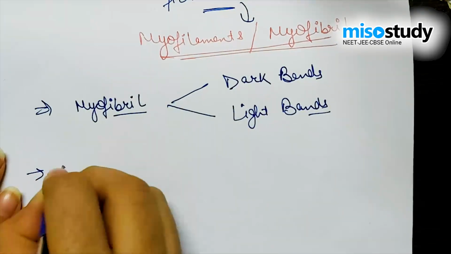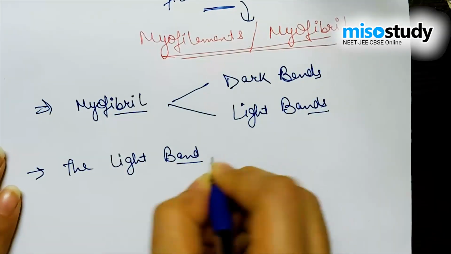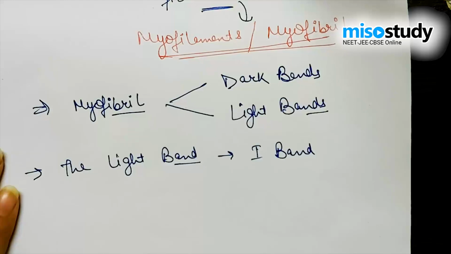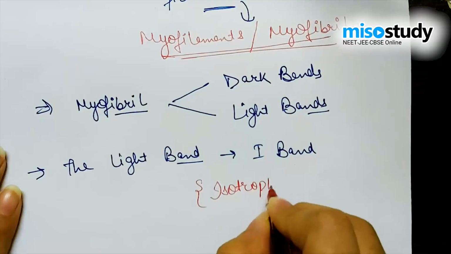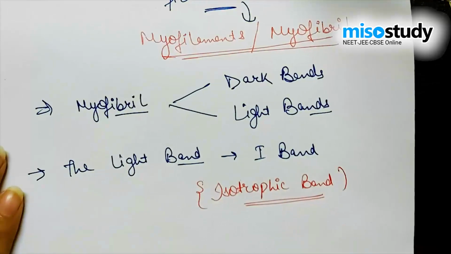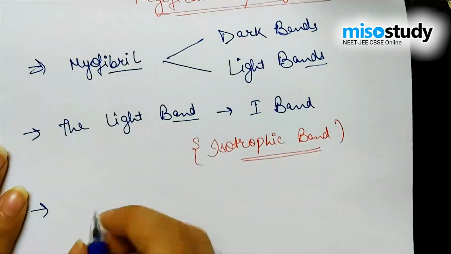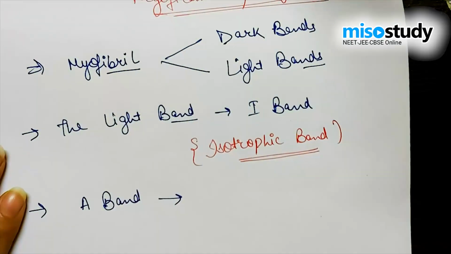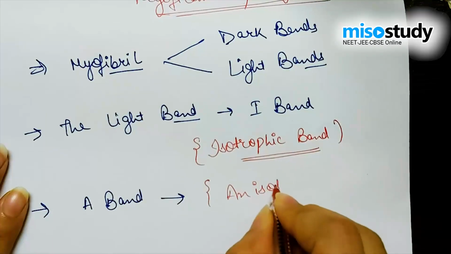For example, the light band is also known as the I band, where I refers to the isotropic band. The other band is the A band, which is also named the anisotropic band.